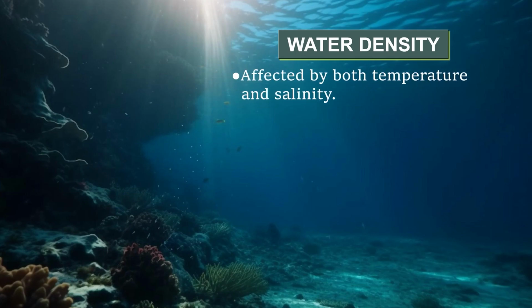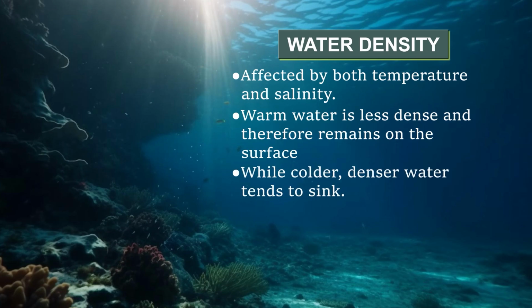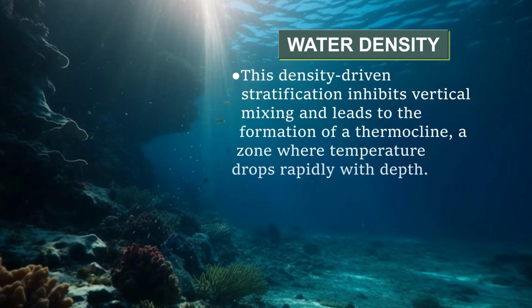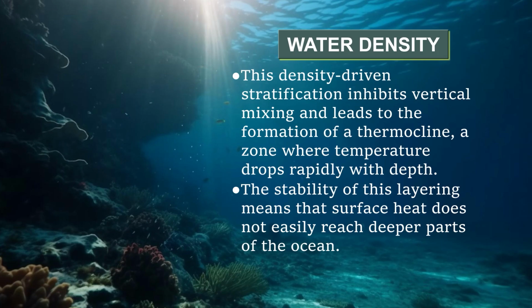It is affected by both temperature and salinity. We all know that warm water is less dense and therefore remains on the surface, while cold water is denser and has a tendency to sink. This density-driven stratification inhibits vertical mixing and leads to the formation of thermocline. What is thermocline? It is a zone where the temperature drops rapidly with depth. The stability of this layering means that surface heat does not easily reach deeper parts of the ocean.